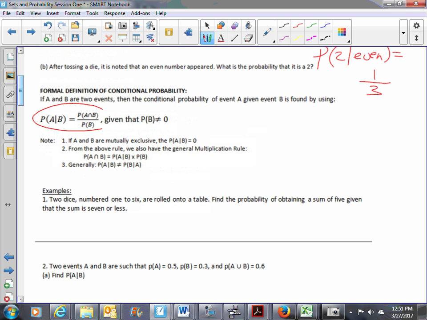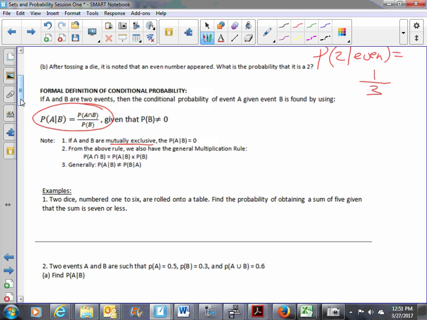I wrote this up above for you. This is a formal definition. Note, if A and B are mutually exclusive, then the probability of A given B is 0. This is kind of obvious, but guys, think about this for just a minute. If A and B are mutually exclusive, in other words, if we know that A and B can't occur at the same time, and we know B has occurred, then what's the probability that A occurred? Well, 0.